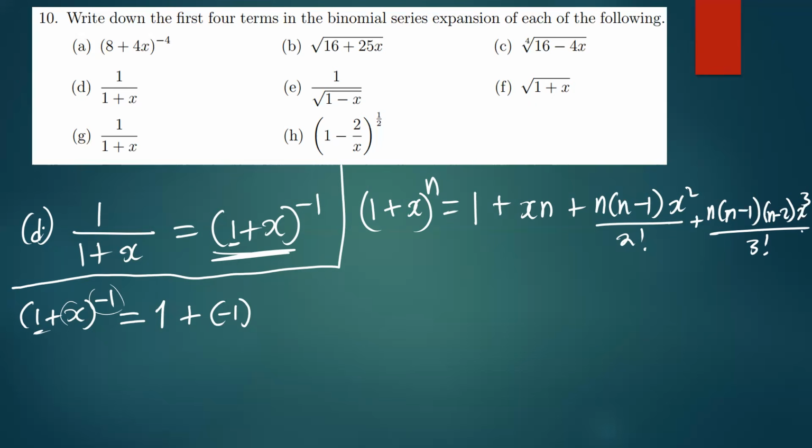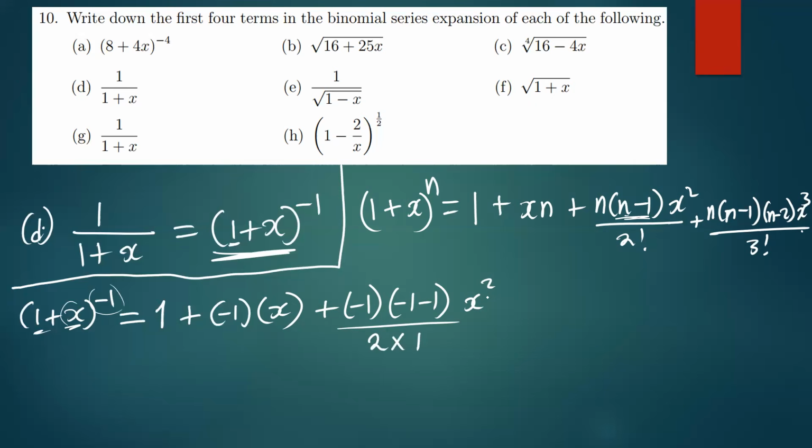So the second term will be the power there, negative 1, and then the value of x there is x. Then we move on to the third term. The third term, n is -1, followed by n minus 1. So n minus 1 is -1 minus 1. And then we have x squared there, everything over 2 factorial. So what is 2 factorial? 2 factorial is 2 times 1.